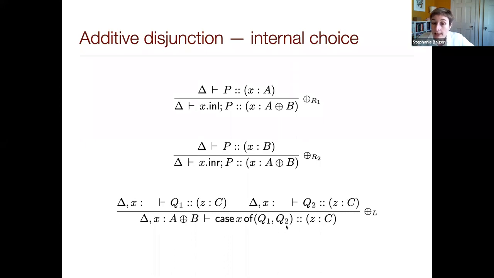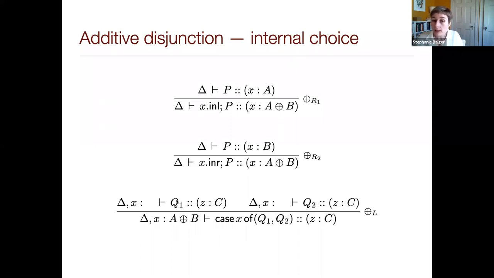Here we have a client that offers a session C along some channel C. And we have in our context a channel X that offers an internal choice of A or B. Because we don't know which branch will actually be communicated to us, we have to be prepared to continue with either the program Q1 or the program Q2.